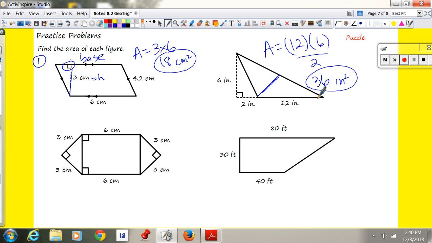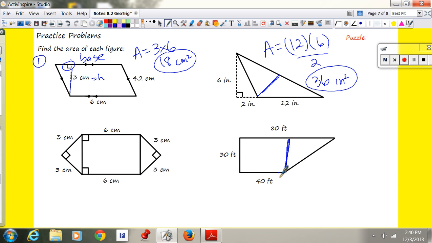If you're going to do it from one of these other ones, you're going to need to bring it down like this or down like this to get a 90-degree angle. So that had to be 12 and 6. That's your base and your height. Divide by 2, you get your 36. This one right down here, number 4, we could draw in a rectangle and a triangle. What's 30 times 40? 120.